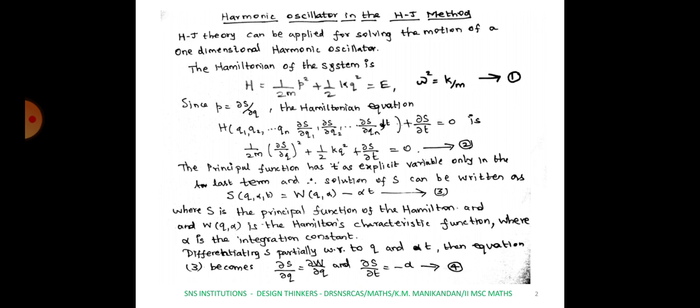Now differentiating the principal function S partially with respect to q and also partially with respect to t, we get dou S by dou q equal to dou W by dou q, since W is a function of q. Also we differentiate S partially with respect to t, so dou S by dou t we will get minus alpha into 1, since in the term W, t is absent, therefore differentiating partially with respect to t we will get 0. So name this equation as 4.